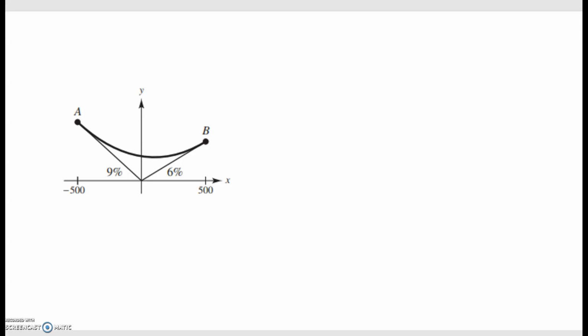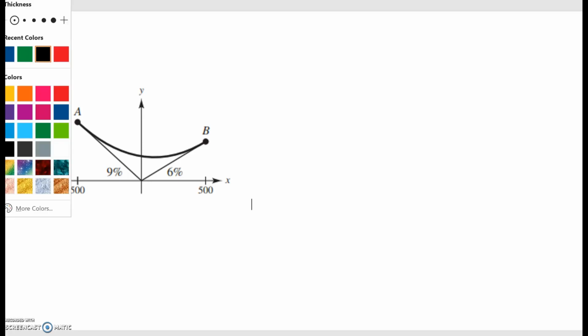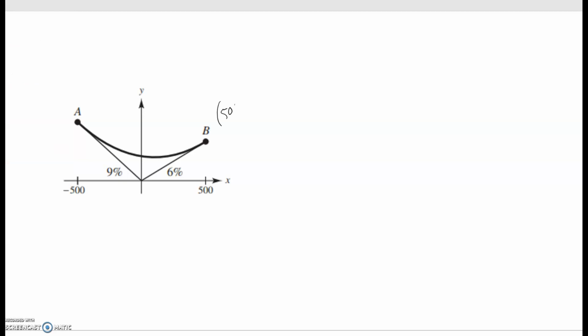Oh, so this is a tough one. So let me give you a little help with it because it's hard to find that quadratic. So your 2 points should be this point right here. If you plug in 500 and you take 6% of that, you should get 30. And same goes here. This should be negative 500, and then 9% of that should be 45. So those are your 2 points, x and y.